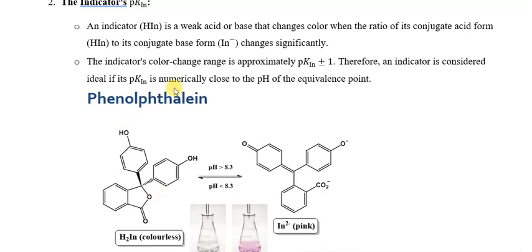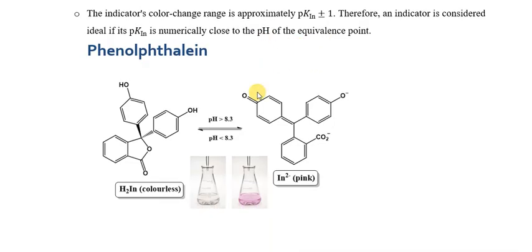Indicator color change range is approximately plus or minus 1 of the pKa of the indicator. Therefore, an indicator is considered ideal for its pKa value. The pKa, the negative log of the ionization constant Ka, is numerically close to the pH of the equivalence point. This equivalence point pH is close to the indicator's pKa value, plus or minus 1.